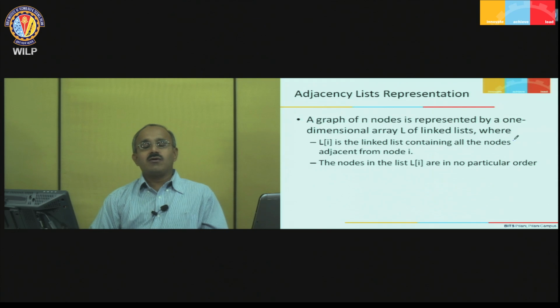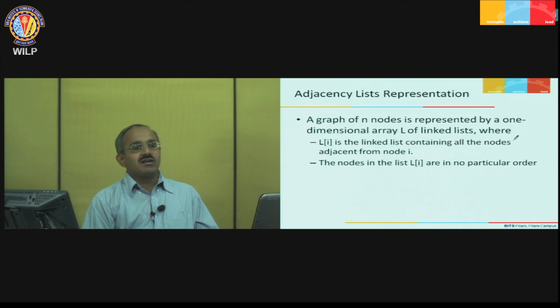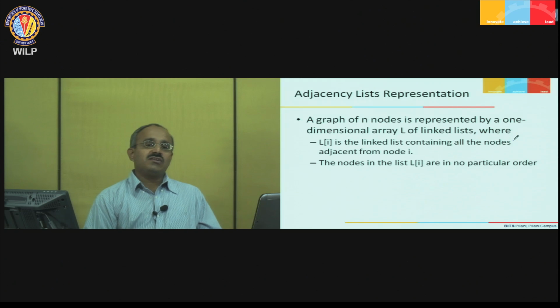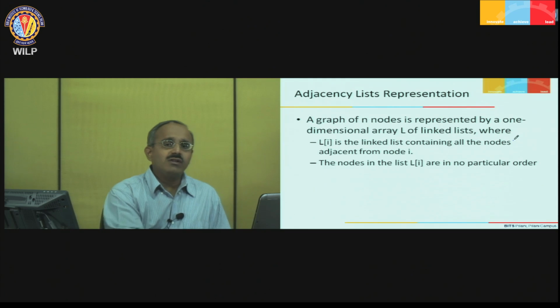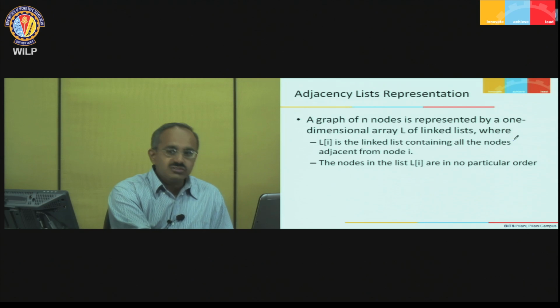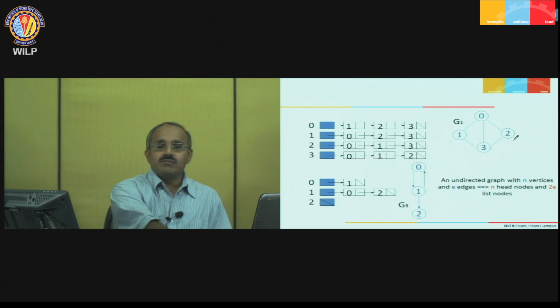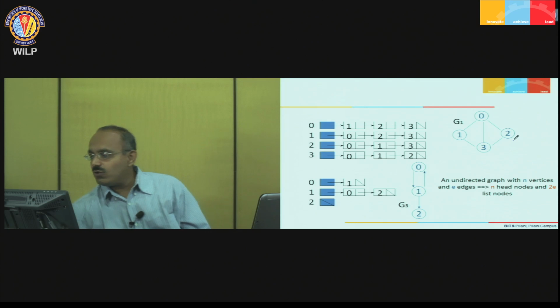It is represented by a 1-dimensional array of linked lists, where Li is a linked list containing all the nodes which are adjacent to node i. The nodes of Li are not in any particular order. One can use a convention to make it uniform, but as such it may not be in any particular order. So, this is an example of an adjacency list. So, 0, 1, 3. This is an example of an undirected graph. We will have to write down examples for directed graphs also.